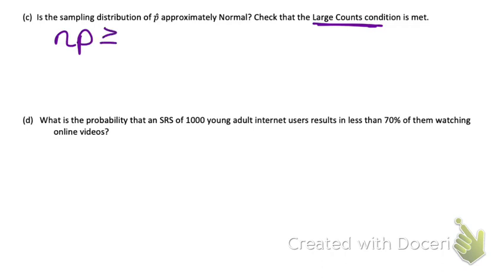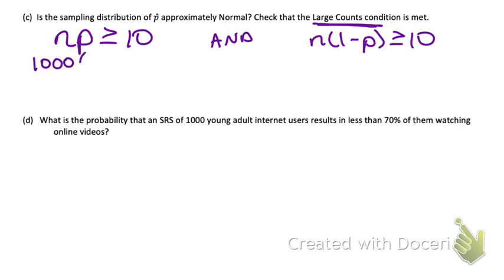n times p has to be greater than or equal to 10. n times 1 minus p has to be greater than or equal to 10. Both of these things have to be true in order for me to have a normal p-hat distribution. So n was 1,000. p was 0.75. And what is 1,000 times 0.75? 750. Is that greater than or equal to 10? All right, we're halfway there. Both of these have to be true, so let's check the other one.